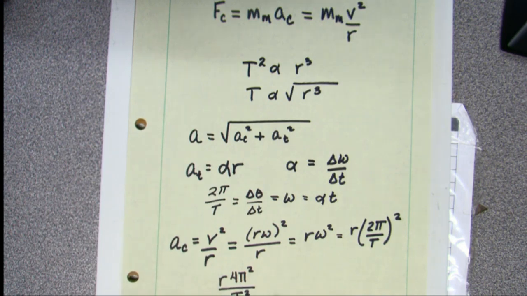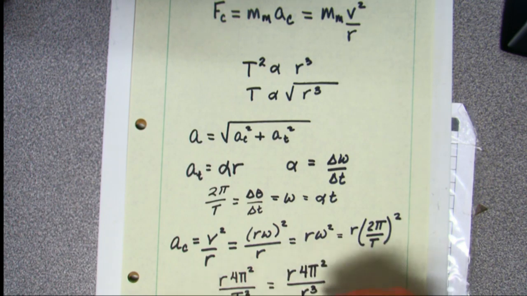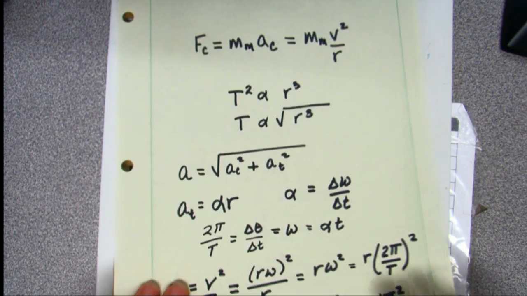But we can do that as r 4 pi squared over r cubed. That cancels, and I get 4 pi squared over r squared. We're off by a constant, of course. But I can look at it from that perspective.